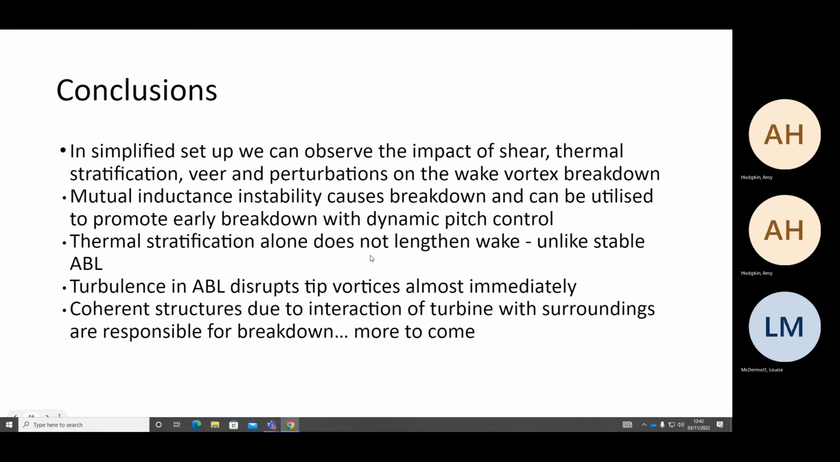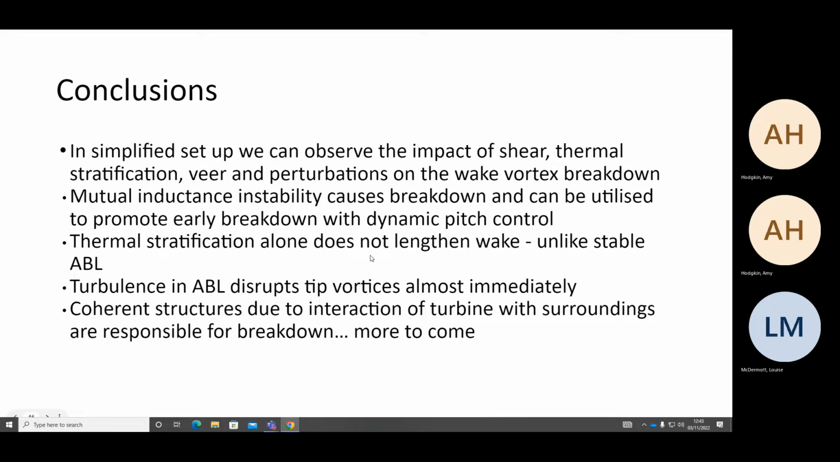So to conclude then, we can look at the impact of shear, thermal stratification, veer, and perturbations on the wake vortex breakdown in a simplified flow. We do find our mutual inductance instability causes breakdown, and we can use that in control schemes. I think the key result really is the impact of thermal stratification, because it doesn't lengthen the wake on its own, which is unlike the stable atmospheric boundary layer, where we find that the thermal stratification that causes the stable boundary layer leads to really longer wakes.